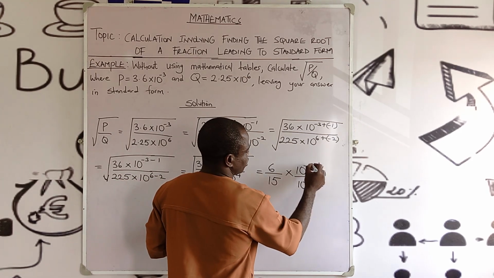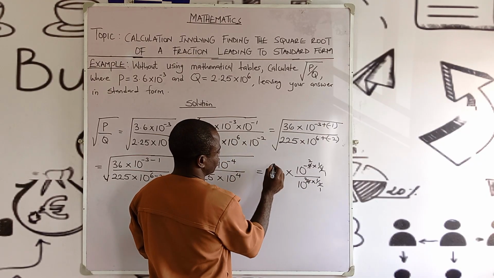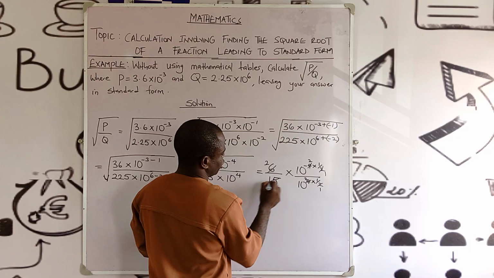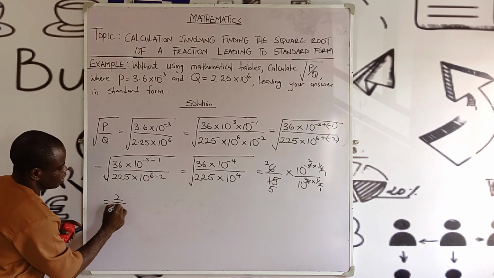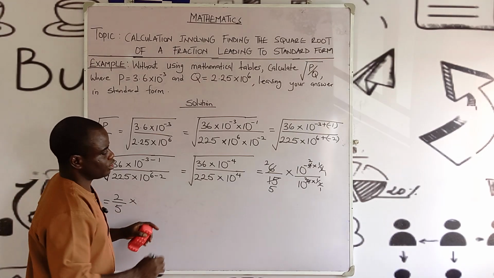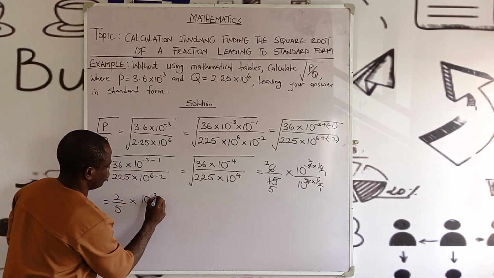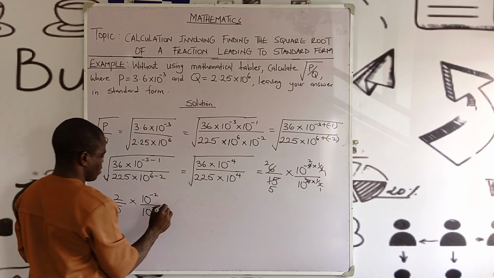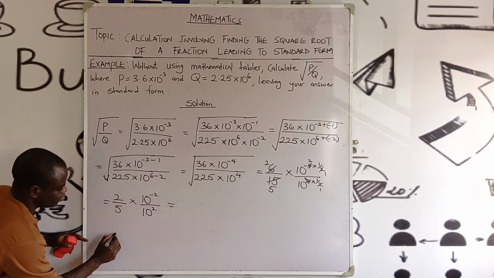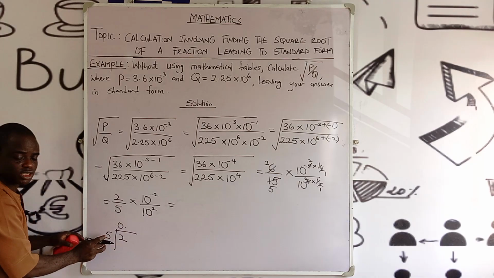Okay, 2 here, 1, 2 here, 2, 3 in 6, 2, 3 in 15, 5. Now I have it to be 2 over 5 times 10 raised to the power minus 2 over 10 raised to the power 2, which is 2 divided by 5. Put 2 here, 5 outside, 5 into 2 is impossible, 0 point. 0 point means it's impossible.